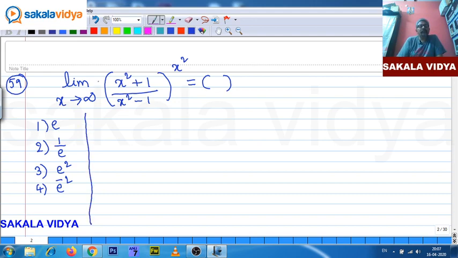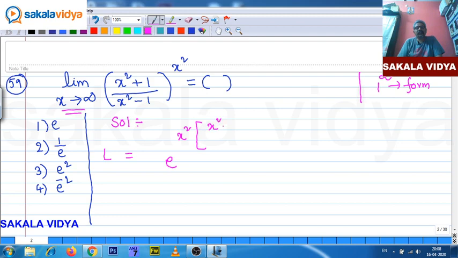Now, limit x extends to infinity (x square plus 1 by x square minus 1) raised to x square. See, if you substitute the limit, coefficient of x square is 1, coefficient of x square is 1, so this is 1 to the power of infinity form. So, we can apply the same shortcut here. Required limit is equal to e to the power of x square into (x square plus 1 by x square minus 1 minus 1), limit x approaches to infinity.